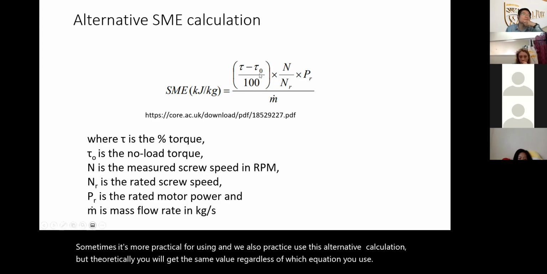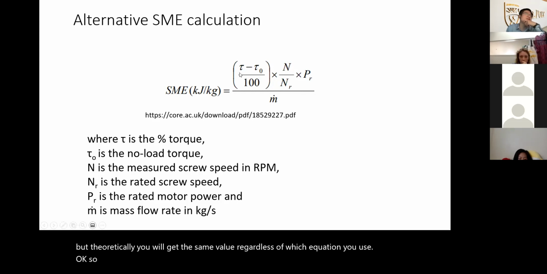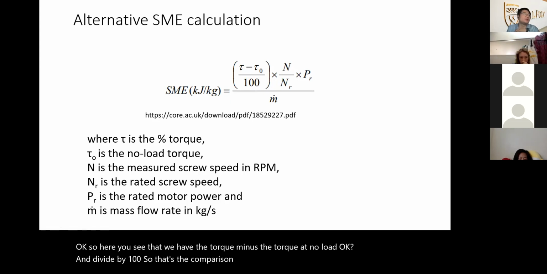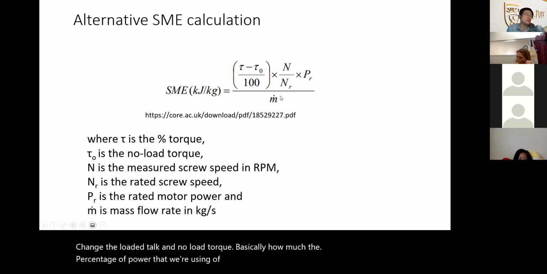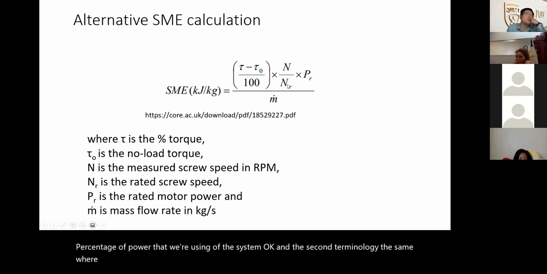Okay, so here you see that we have the torque minus the torque at no load, divided by 100%. That's the comparison between the loaded torque and the no-load torque. Basically, it's the percentage of power that we're using of the system. The second term is the same: we have the screw speed and the rated screw speed.